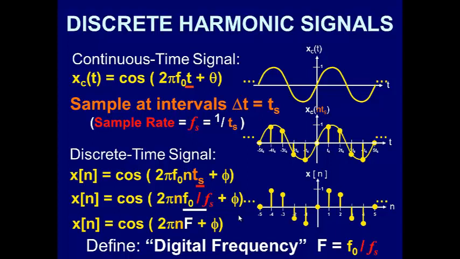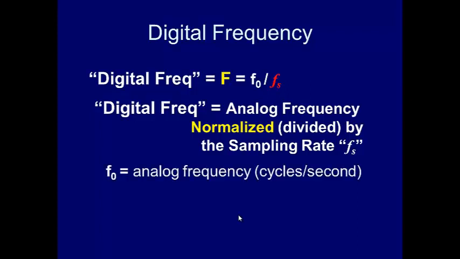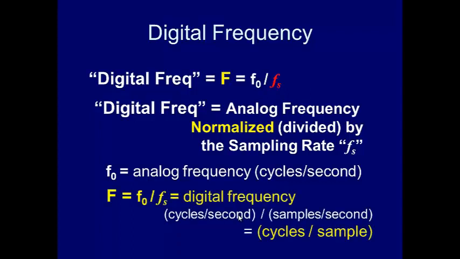This is going to be the new frequency variable, frequency perspective of our discrete time signals. Now again, we've thrown away time here. We're in a sampled world now. And so what are the units of this digital frequency? Well, you can think of it as the analog frequency normalized by the sampling rate. So it's like fractions of the sampling rate. And if the analog frequency is in hertz, cycles per second, and we're dividing it by samples per second, that means it has units cycles per sample.